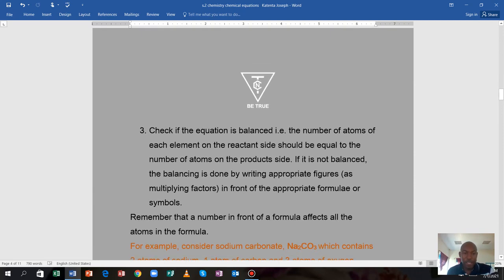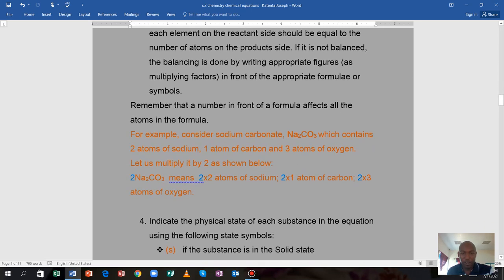Step 3. Check if the equation you have written is balanced. That is, the number of atoms of each element on the reactant side should be equal to the number of atoms in the products on the other side. If the equation is not balanced, then you do the balancing by writing appropriate figures as multiplying factors in front of the appropriate formulae or symbols.